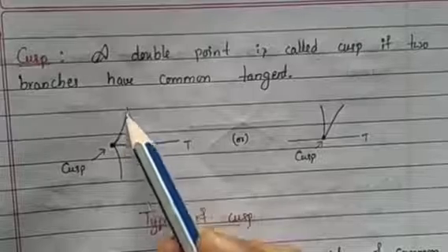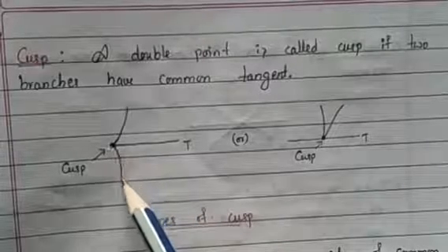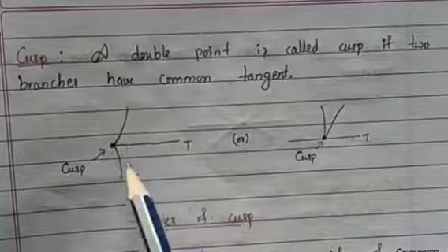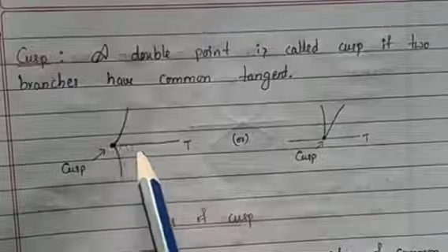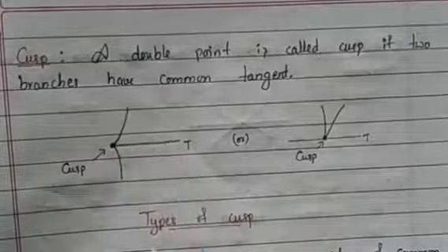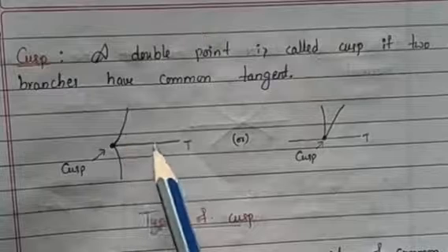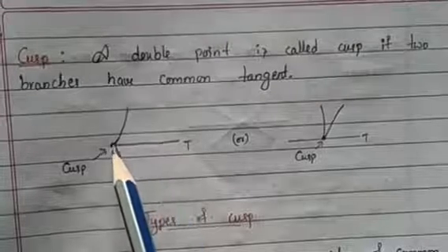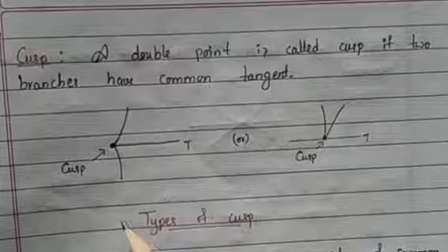Look here, this one is one branch and this one is another branch. The two branches of the curve have the same tangents. Look here, this is the tangent. The two branches have the same tangents, so we call this point the cusp.